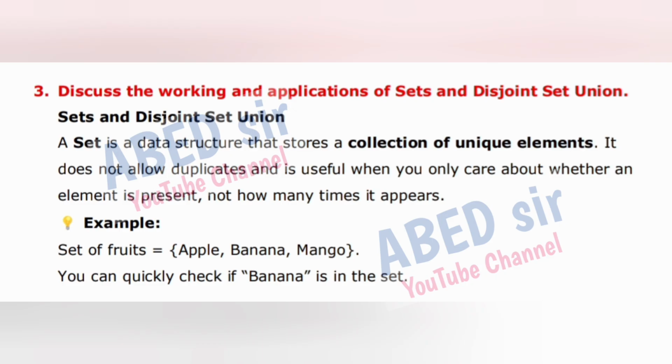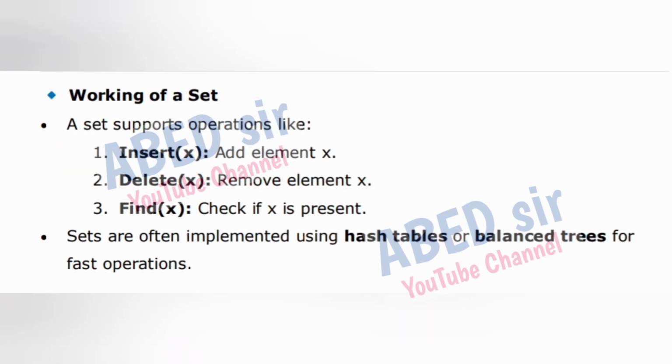Example: set of fruits = {apple, banana, mango}. You can quickly check if banana is in the set. Working of a set. A set supports operations like: 1. Insert: add element X. 2. Delete: remove element X. 3. Find: check if X is present. Sets are often implemented using hash tables or balanced trees for fast operations.